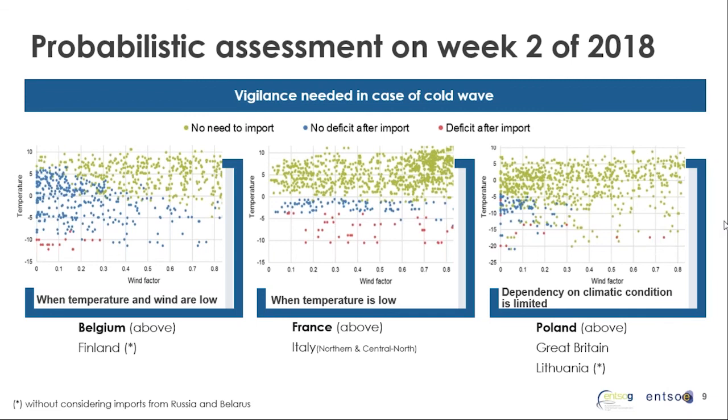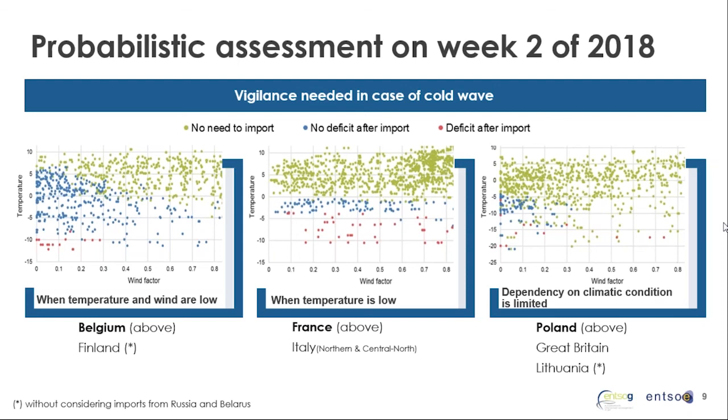And there are several countries to be especially observed: Belgium, France, Italy, possibly Poland and Great Britain as well. Here you have a sample of scatter plots. The graph is not easy to read, and it's not the purpose to see the details. I invite you to have a look at the report for more details.